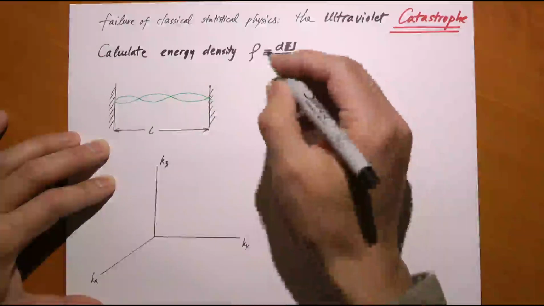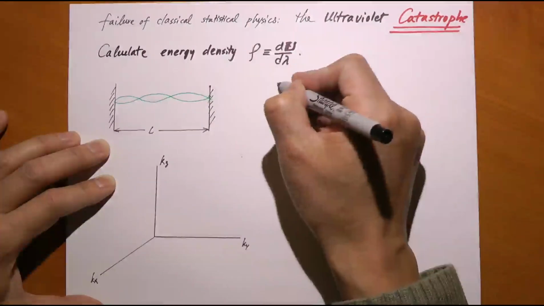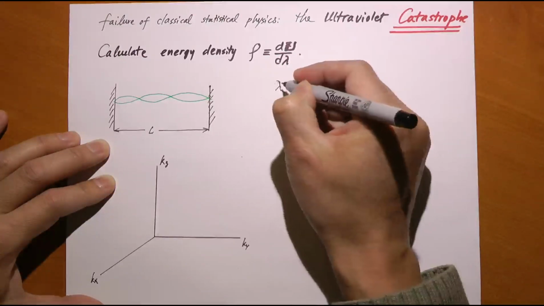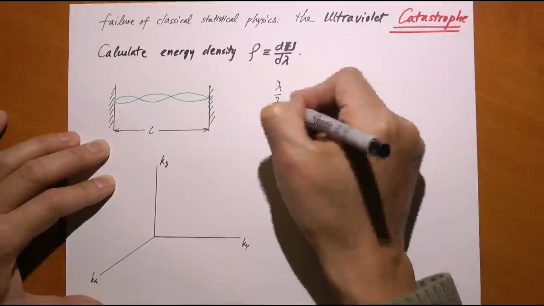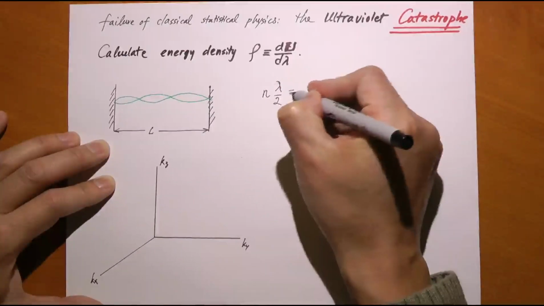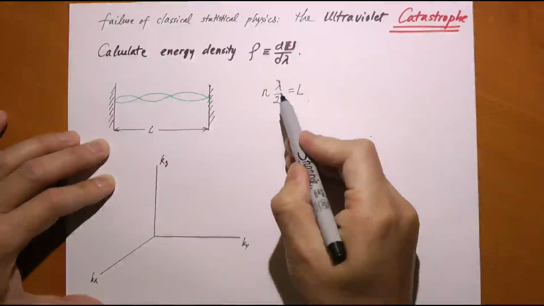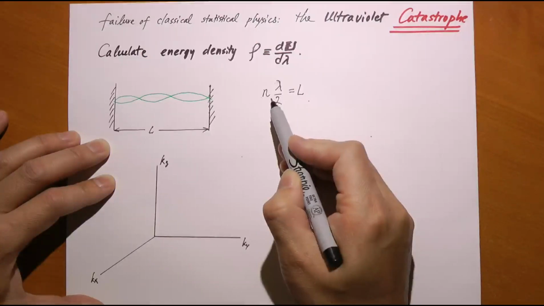And so therefore, the wavelength lambda must be related to the length L. Lambda over 2, as you know, is the length of each loop. If you multiply this by n, you get the length L. We have learned that in 1b again. This wavelength cannot be just anything. It must satisfy this formula, n being an integer, 1, 2, 3, 4, and so on.